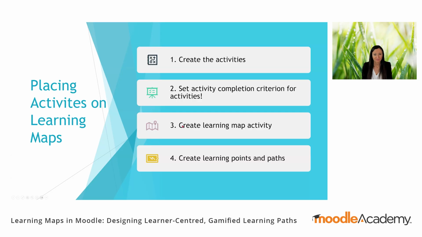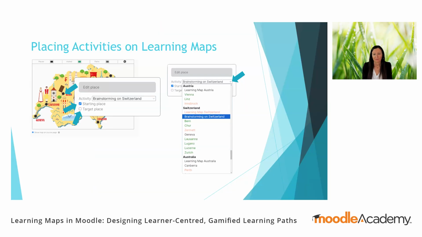Create the map, details in a second, and then you create the points in the map by opening the settings of the learning map and double-clicking onto the image. A window appears where you could then, in a drop-down, pick the activity that you wanted connected with your learning map.